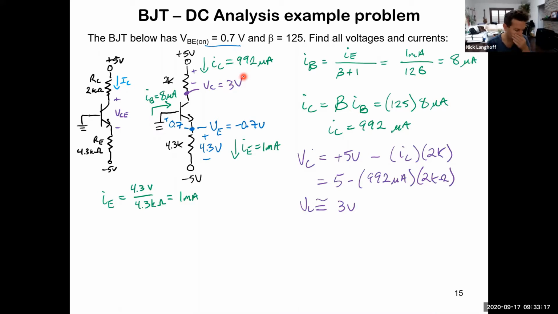Okay, if we wanted to then find the last voltage on this circuit, we could write this down. VCE then is, well, it's 3 volts at the collector. It's negative 0.7 volts at the emitter. So then the total voltage is 3.7 volts.